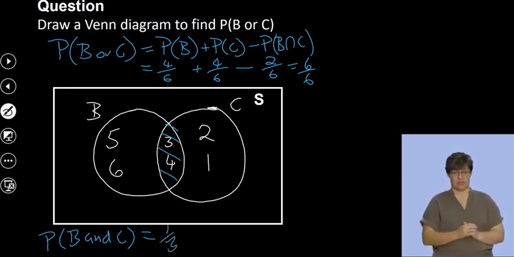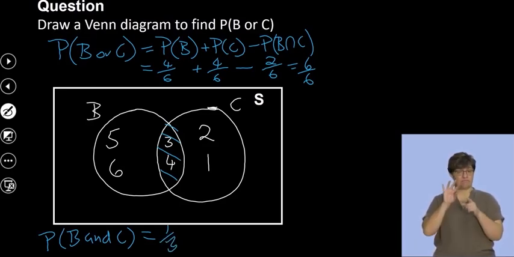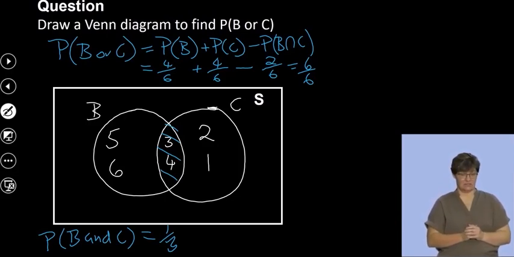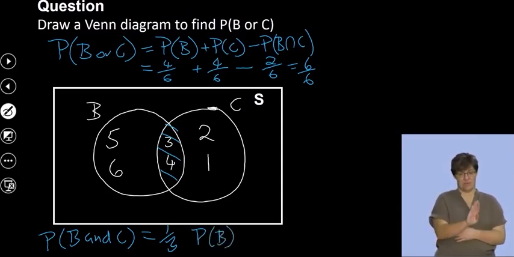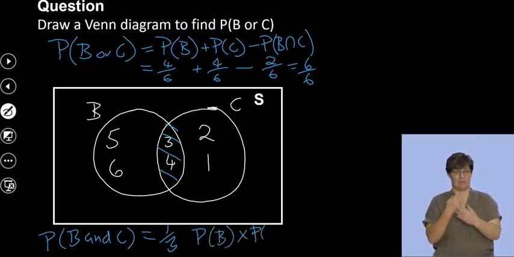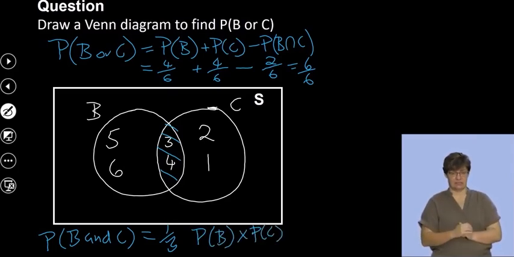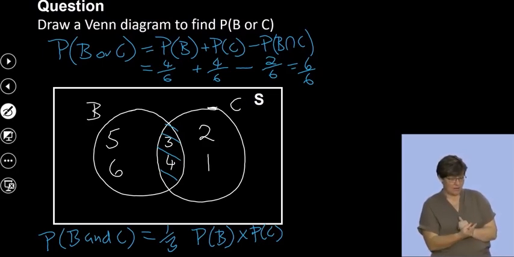And what we recognize is that we have got 1/3 as the intersection. Now, if they're independent, then what we should be able to do is to recognize that the probability of B multiplied by the probability of C is going to be equal to 1/3. But is that the case? Well, let's have a look and see.